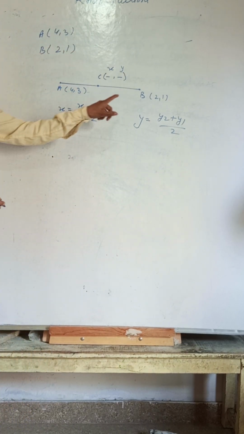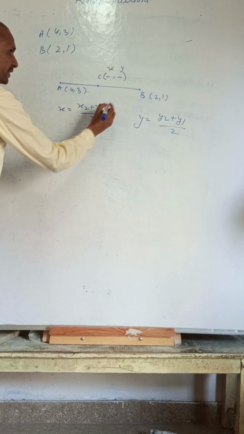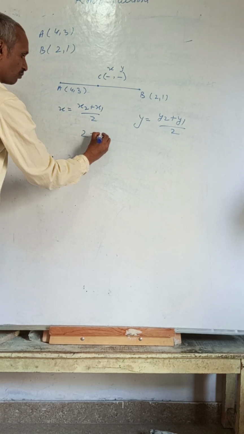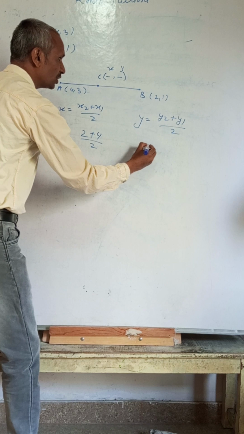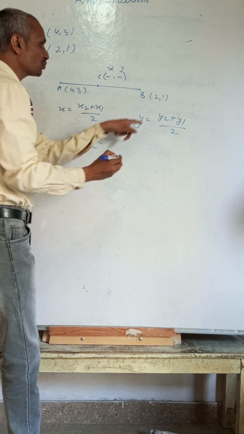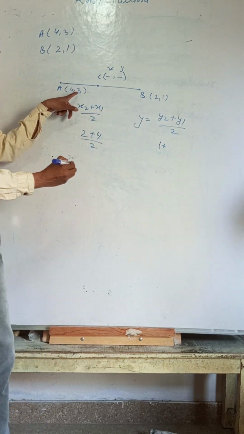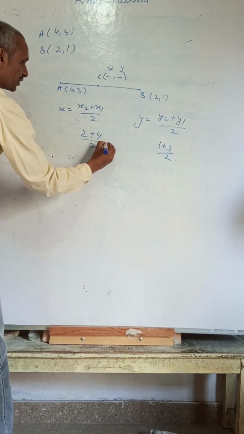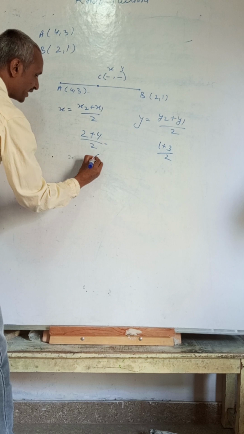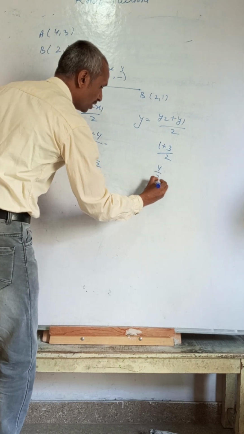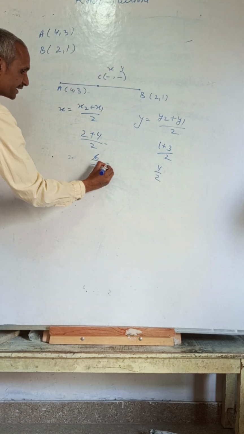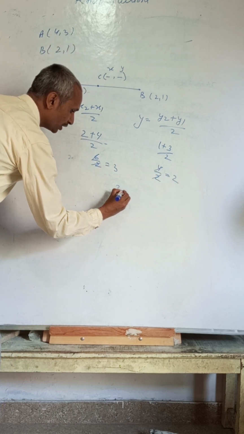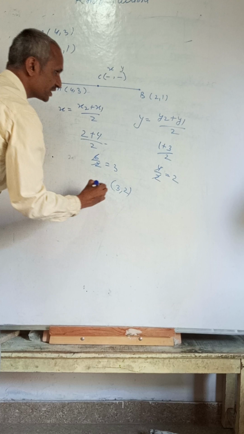Now what is x2? The x2 value given is 2, from B. 2 plus x1, which is 4, by 2, and y is equal to y2, which is 1, plus y1, which is 3, by 2. In that it becomes 6 by 2, and this side becomes 4 by 2. 6 by 2 you know is 3, and 4 by 2 you know is 2. So the answer we got is (3, 2), x and y.